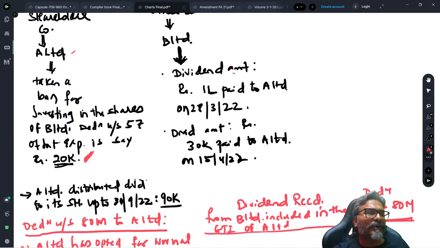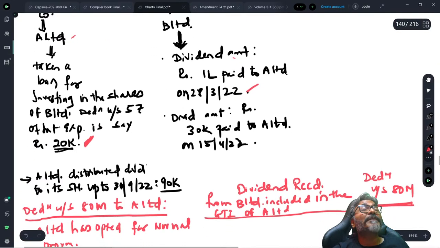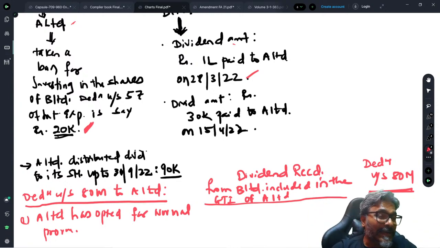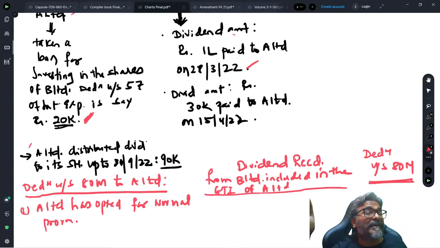First dividend received on 28th of March 2022. And second dividend it has received on 15th of April 2022. So which dividend would be considered? Only the first dividend. Second dividend it has received after the previous year. And that is the reason why, friends, you cannot say, but sir, we know that up to a month before the due date of filing of the return of income needs to be considered. That has to be considered for the company which is distributing the dividend.